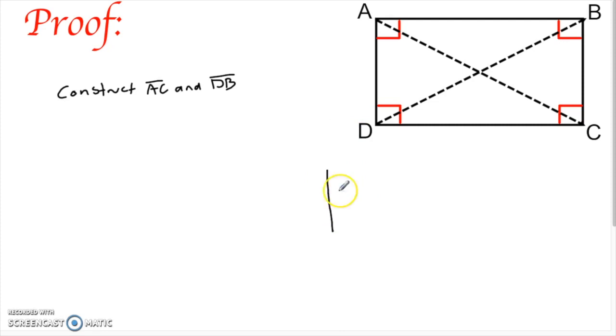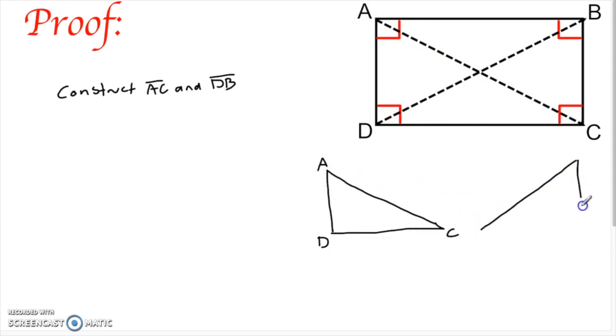Well, it's got to be a pair of triangles that have AC and DB as sides, right? Otherwise you can't say anything about AC and DB. So one triangle maybe we could look at is this triangle ADC. That has AC as a side. And then for another triangle, let's pick one that has DB as a side. So maybe we look at DBC. Now those aren't the only two triangles you could use, but they're a perfectly nice set to try. So let's first talk about the fact that these triangles both have a right angle.